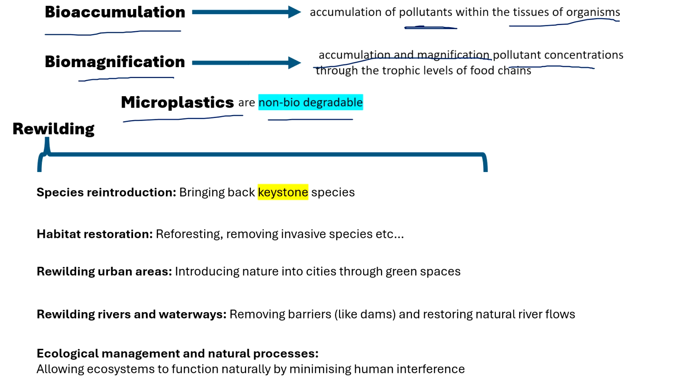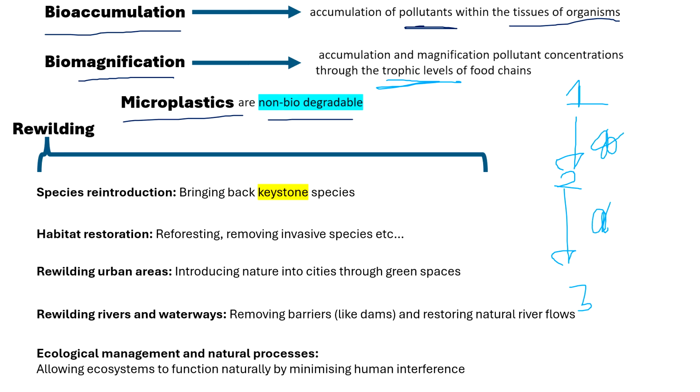So the more is accumulated through, how to explain this? Through the trophic levels, for example, there's animal 1 and it's eaten by animal 2, and this one is eaten by animal 3, and every single time there's more and more microplastics involved. So when you get to 3, there's a lot of microplastics. And so the effect is magnified through the food chain.